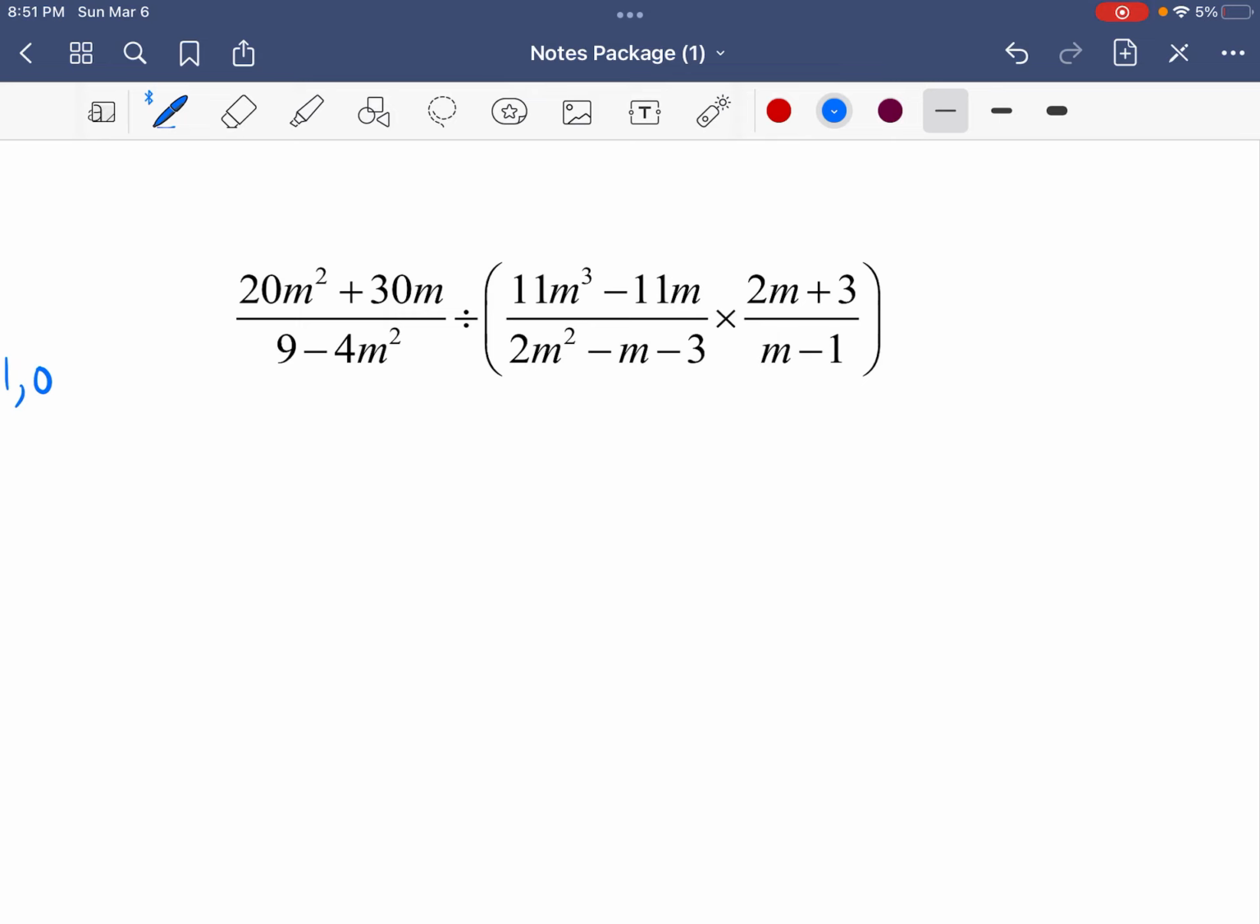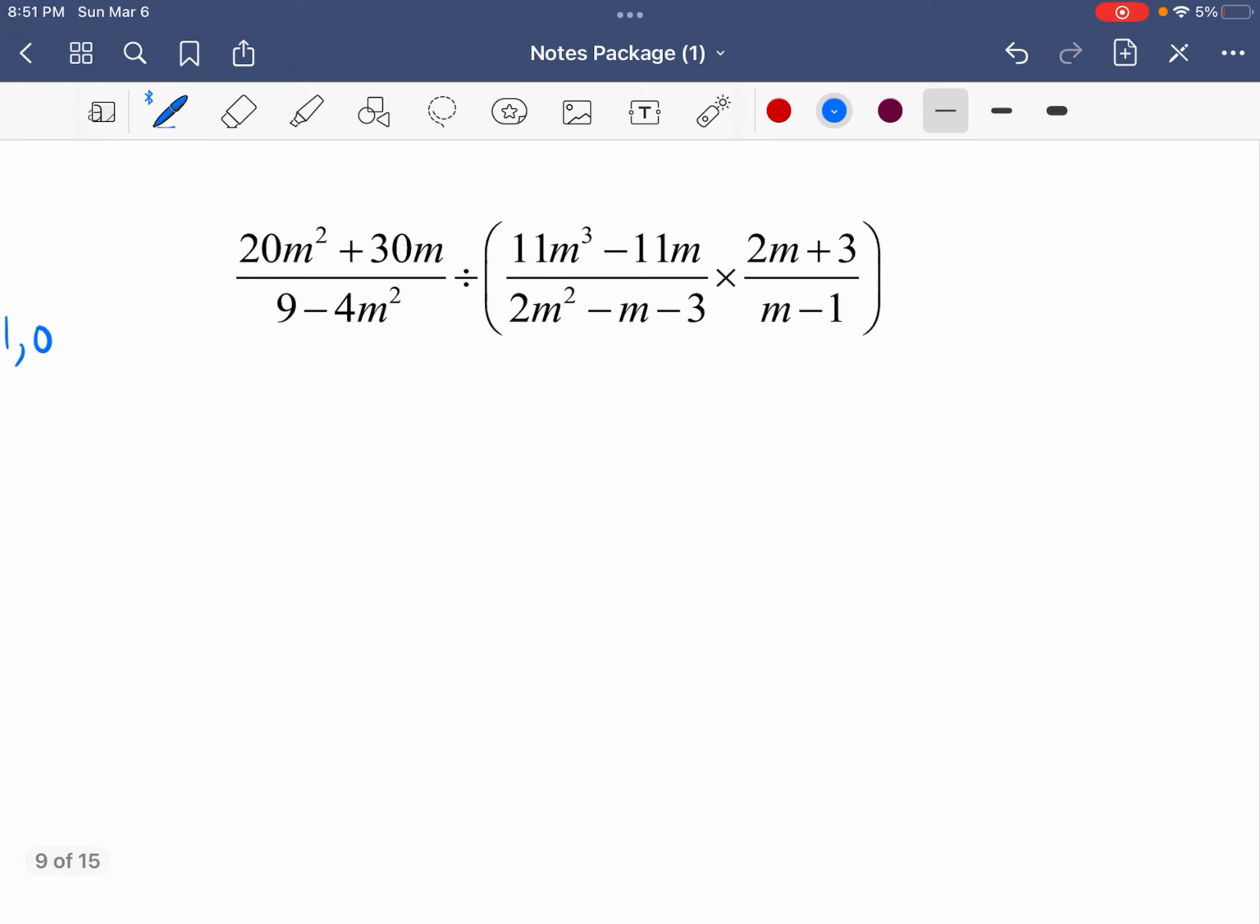Looks complicated, but the factoring is probably going to be the hardest part here. One thing to note though, we're dividing by an entire expression that's contained within brackets. Okay, so we need to multiply by the entire reciprocal, not just part of it. You're not just going to reciprocate this part and leave this part in the same form. We need to multiply by the entire reciprocal.